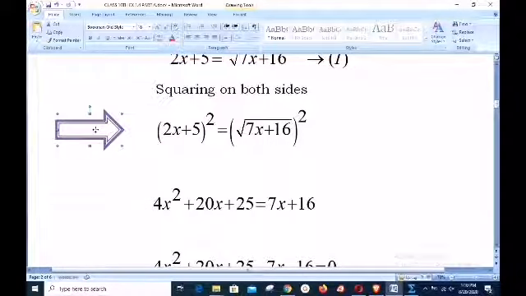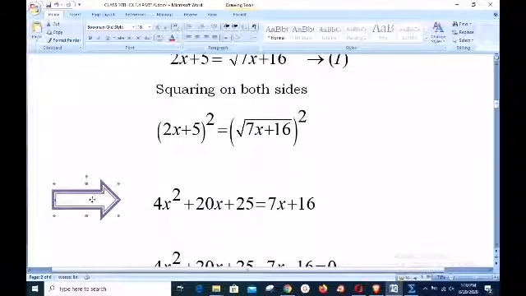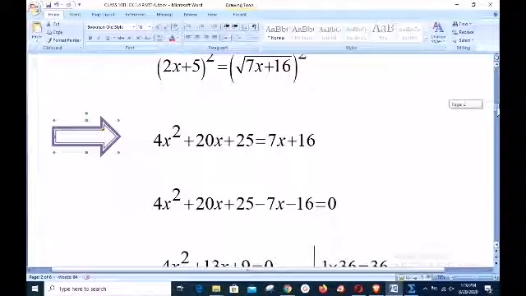Left side is of the frame a plus b whole square, which simply becomes, using the formula, a square plus 2ab plus b square. Our left hand side answer becomes 4x square plus 20x plus 25, whereas from the right hand side both square and square root will get cancelled and we will be left with 7x plus 16.